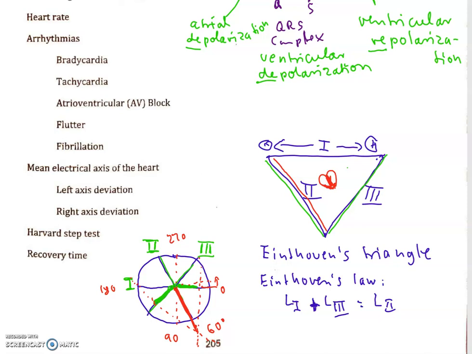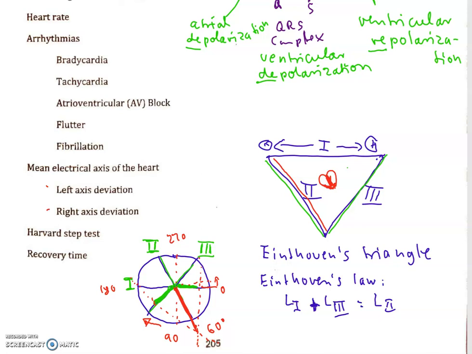A right axis deviation means that we are going too far past the perpendicular down here, so straight down, and we're going too far in this direction right here, and that can be due to left ventricular hypertrophy. So typically one side or the other is getting too large and it's pushing the other side over, and then you have an axis deviation. So that would be left and right axis deviation.